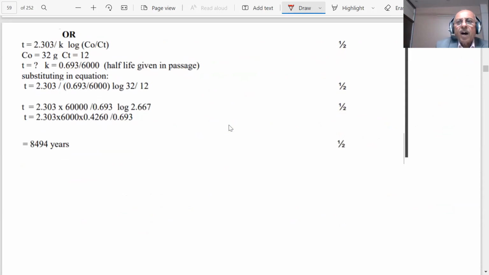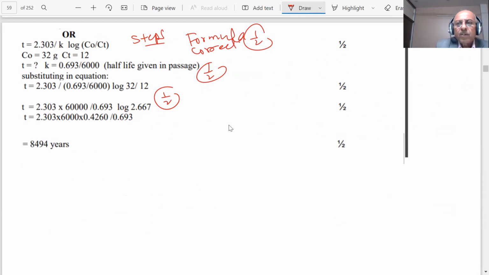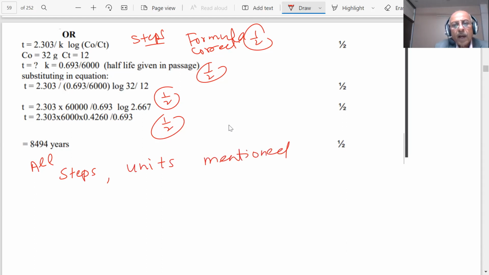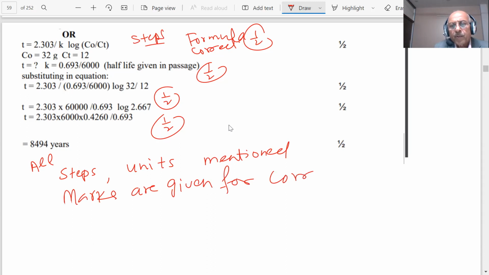This is the answer. Formula, half mark. You see, steps you have to write. For the correct formula, give half mark. And then you have seen half life, if you calculate, you are getting another half mark, then another half mark. Like this, you are graded. So in such questions, student, it is important that you write all the steps. All steps, units must be mentioned. And marks are given for correct steps. In numericals, you have to write all the steps, all the units. Otherwise, there will be deduction of the marks.